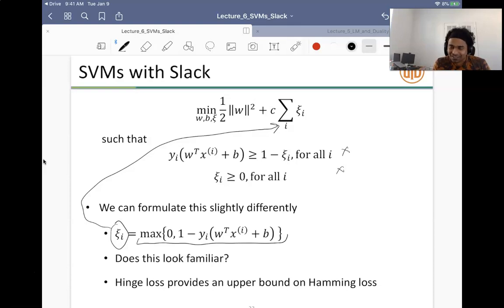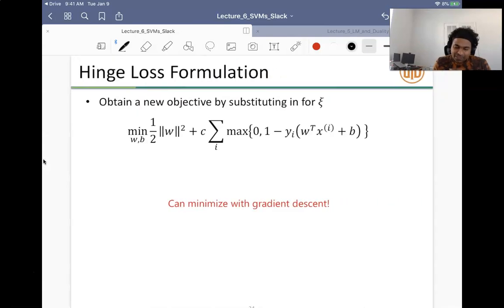Okay, does this look familiar? Well, this is exactly the Hinge loss, right? So once I do this, you get this very nice formulation of support vector machines with the Hinge loss, right? And this is only possible because I have taken slack into account. So anyways, I have this C multiplied by a max of 0, 1 minus y_i multiplied by W transpose x_i plus b. Okay, and this function is exactly in terms of what I had, right?